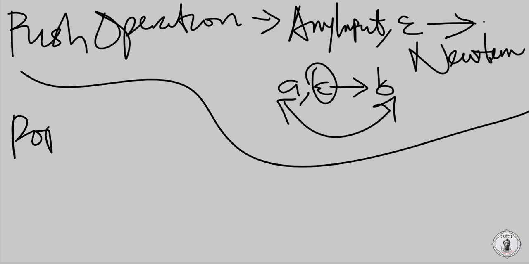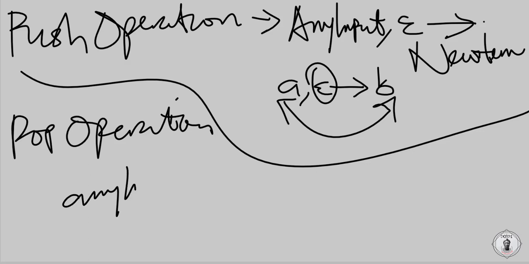So if you have a pop operation, with pop actually, you have any input and you have a valid item. It could be A, or let me use the word valid. I'll explain what I mean by valid.